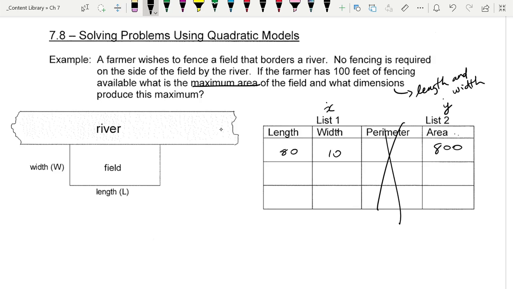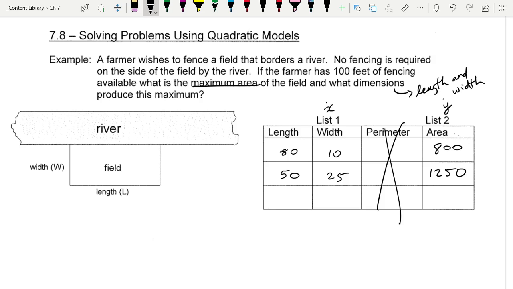Okay, let's keep going. What if I increase the width? What if I go to a width of, say, let's jump up to 25? And I'm making these numbers up arbitrarily, really. I'd have 25 here, I'd have 50 left. And 50 times 25 is 1250. That beats it. So it's better to make it less skinny, right? This 10 by 80 would be a long skinny rectangle. So the less skinny it is, it seems the better we're going.